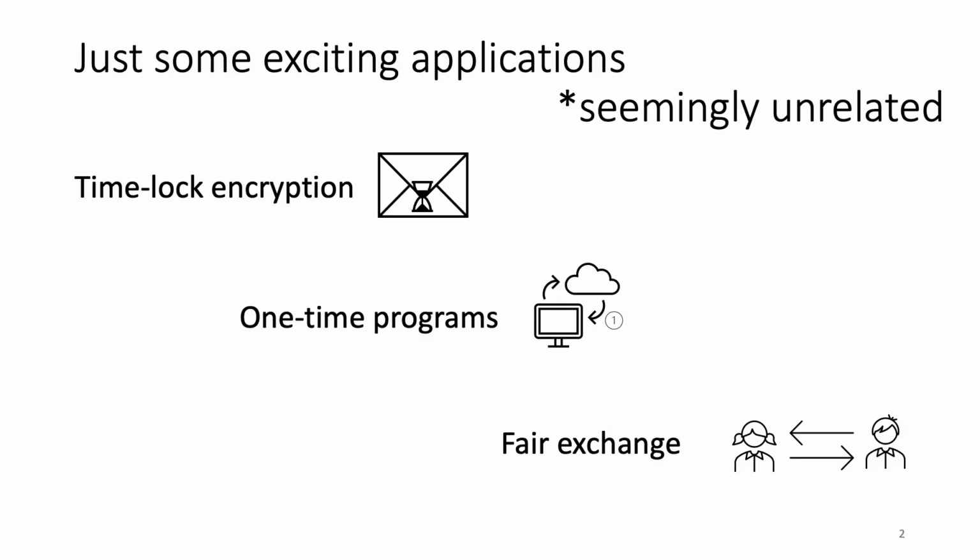And to start things off, let me tell you about some absolutely unrelated applications. So first of all, time lock encryption. It allows a party to encrypt some data and specify a time after which this data can be released. One-time programs allow a person to execute a certain program only exactly once. And finally, fair exchange allows two mutually distrusting parties to exchange their data in a way that either both parties get the data they want or neither of them does.